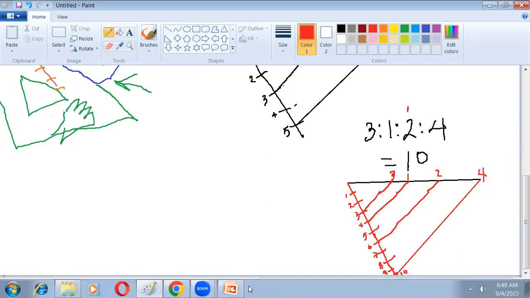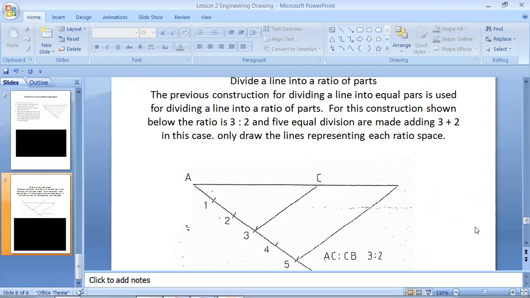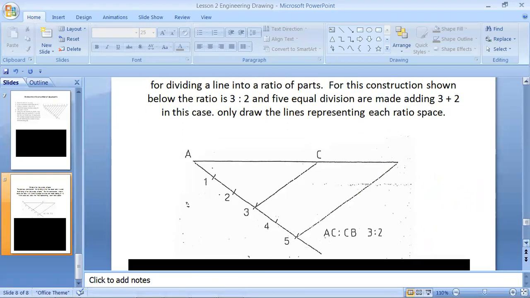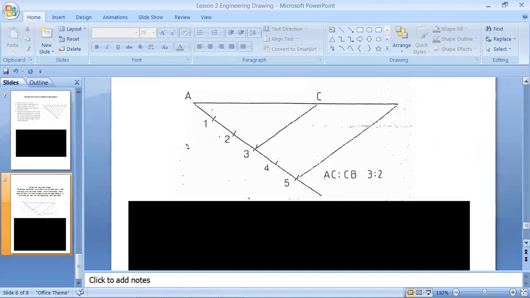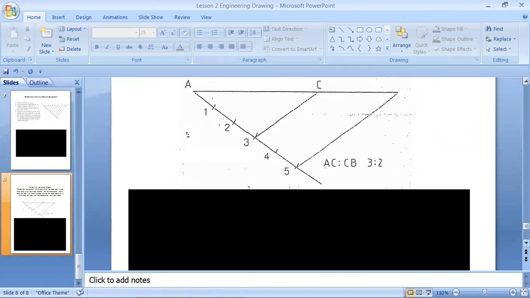All right, this is the end of lesson 2 corresponding to week number 1. Now with this tutorial, you should be able to get your paper and your tools and practice these exercises I have been explaining in this tutorial.